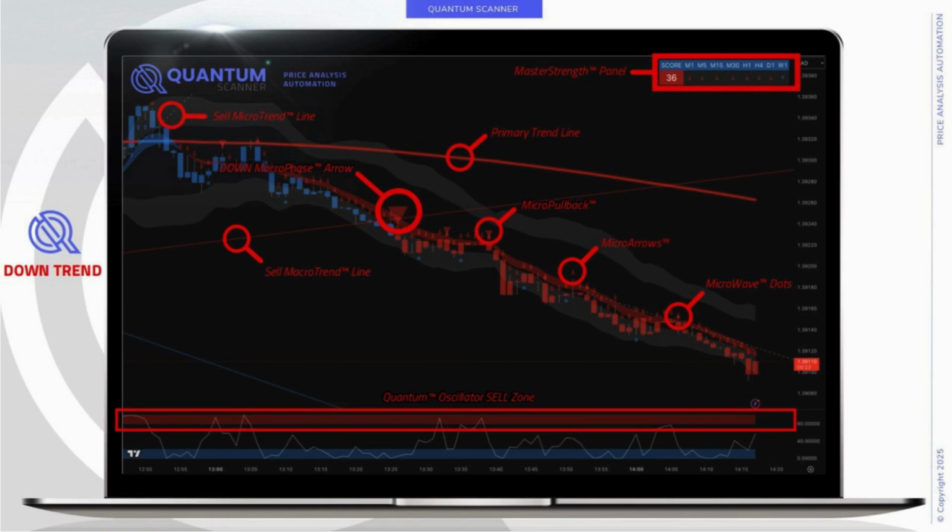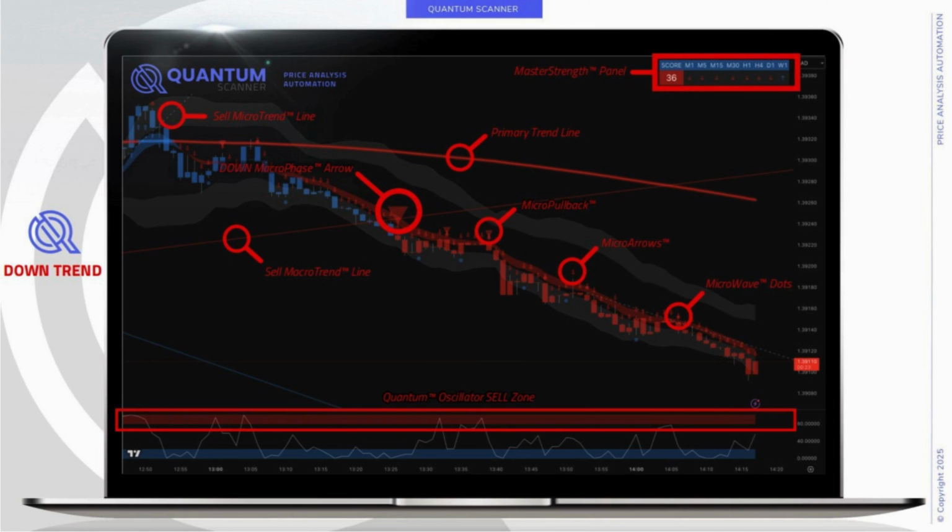In a downtrend, we look for the red indications. We begin with a downward macro phase arrow. This large triangle indicates to us that price is now shifting in the downward direction. Combined with a red primary trend line, these each indicate that price is primarily moving in the downward direction.